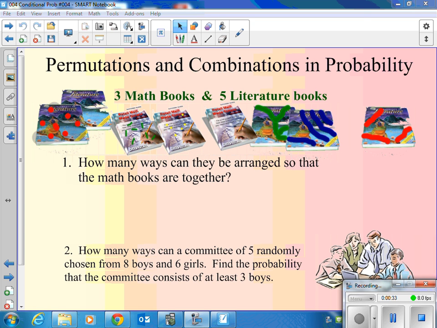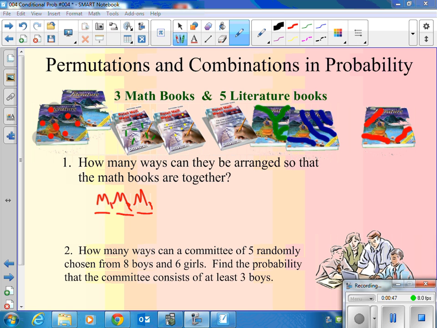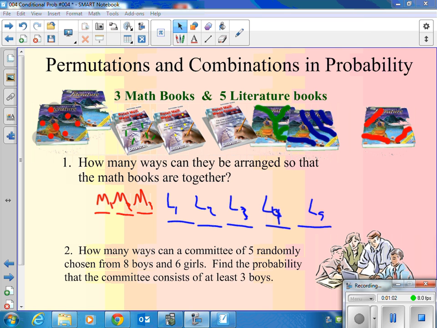One you've seen before, though. We have 3 math books, 5 literature books. How many ways can they be arranged so the math books are together? So if you have math book, math book, math book, and they're all different, right? And then you have lit book, lit book, and lit book. And these slots are so helpful. They use boxes in the book.